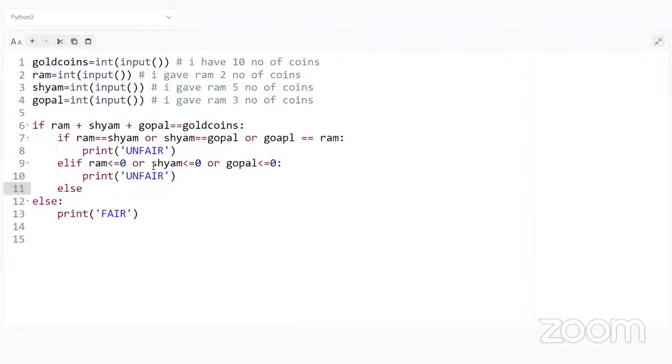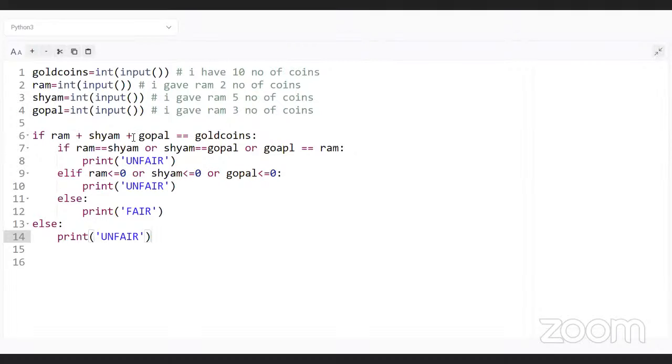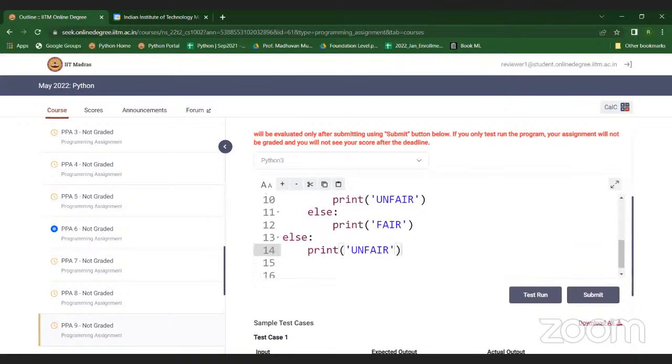Now we print else, print fair. See, Ram plus Sham plus Gopal equals gold coins. That is fine, right? If it is not equals, then only should be print unfair. Ramakant, did you understand? Yes, sir. Ram plus Sham plus Gopal equals gold coins. That condition should be satisfied. If that is not true, then we should print unfair. That is, if this is not satisfied in else block, we should print unfair. Okay? Yes, sir. Let's try to run this.